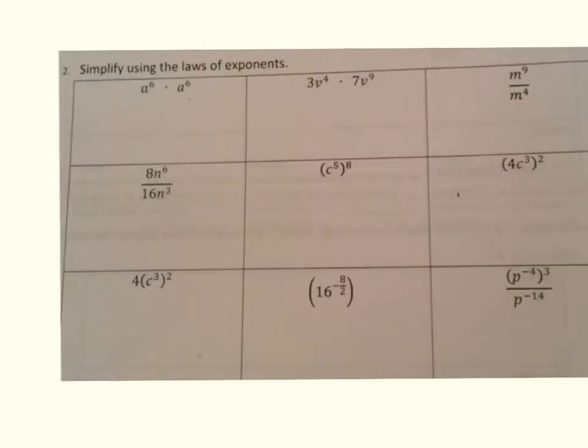Okay, now on the second section, we're going to simplify using laws of exponents, and we've learned this in class. Now remember, on this first one, it's a base times a base, and they're like bases, so we add the exponents. So this would be a to the power of 6 plus 6, so that's a to the 12th.